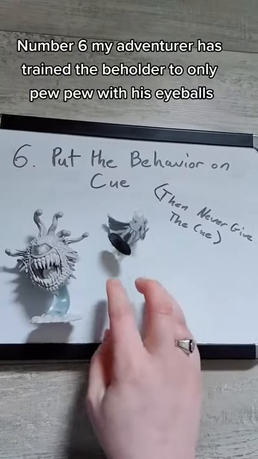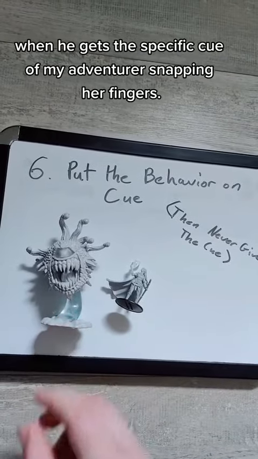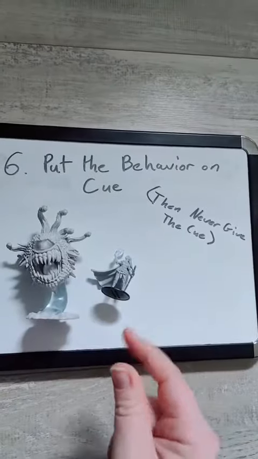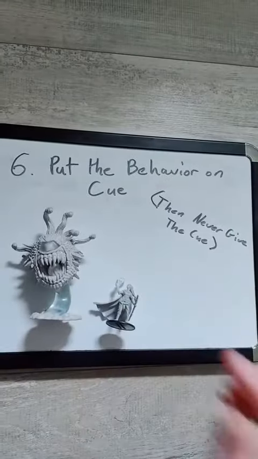Number 6. My adventurer has trained the beholder to only pew-pew with his eyeballs when he gets the specific cue of my adventurer snapping her fingers. And then my adventurer never snaps her fingers again.